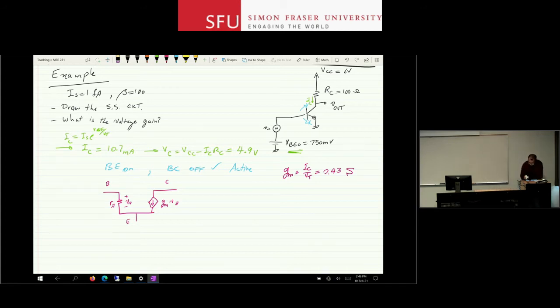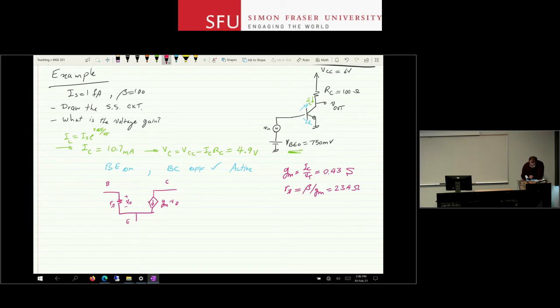And then I have that value. And then R pi is beta over GM, which is going to be 234 ohms. Okay, so that's my transistor.